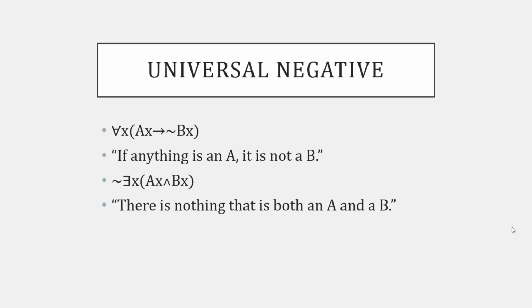So I hope it's clear why the first one is a good symbolization of this. For all things in the universe, if that thing is an A, then that thing is not a B. The second one: there does not exist something such that it is both an A and a B.